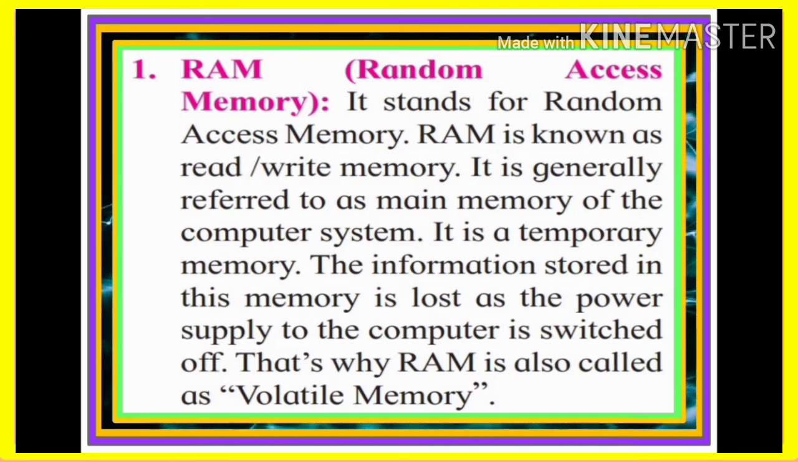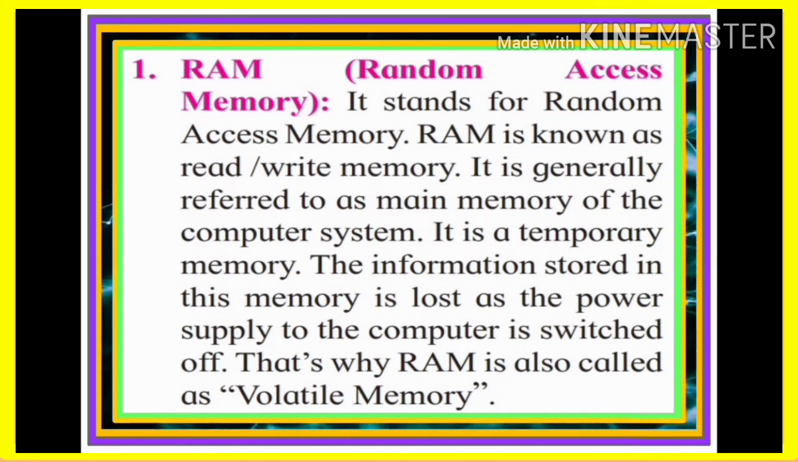RAM stands for random access memory. RAM is known as read and write memory. It is generally referred to as the main memory of the computer system. It is a temporary memory. The information stored in this memory is lost as the power supply to the computer is switched off. That's why RAM is also called volatile memory.